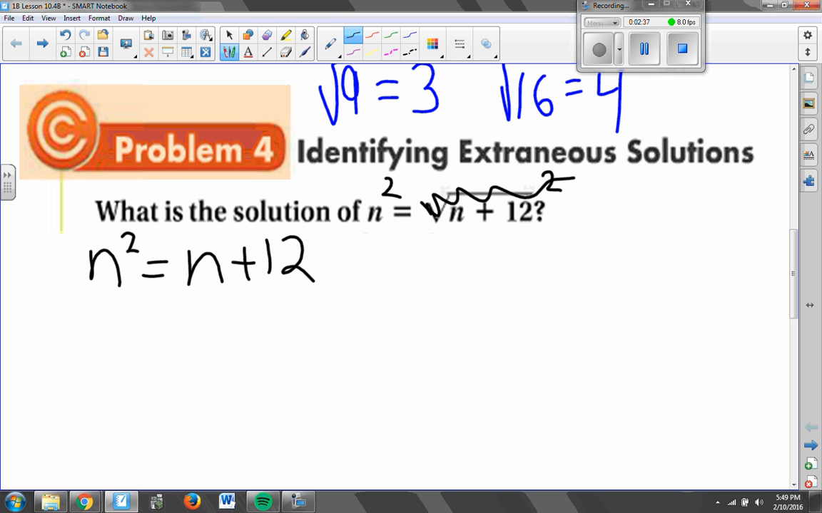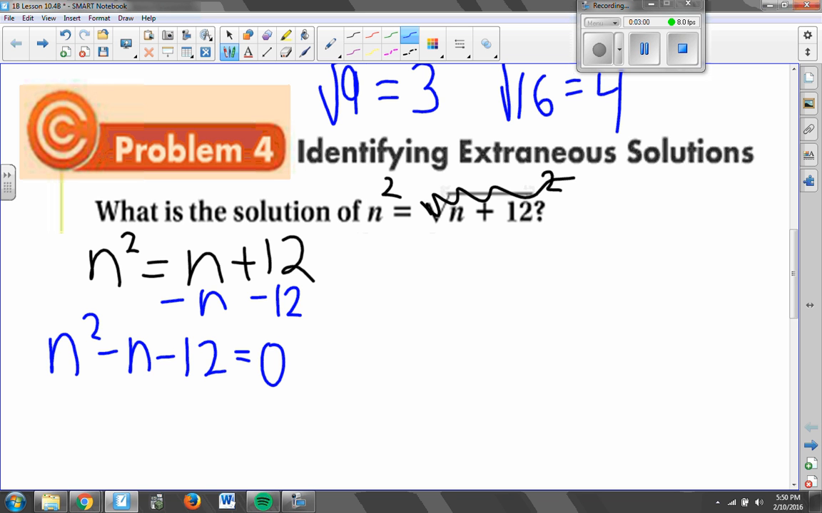Now, I have an n squared in this equation, which means it's a quadratic equation. So we have to go back to chapter 9 and think back to how we solve quadratic equations. In order to do that, we have to get everything to one side. So I'll take away n and take away 12. So I have n squared minus n minus 12 equal to 0. Remember, we always need it to equal 0 if we want to solve.